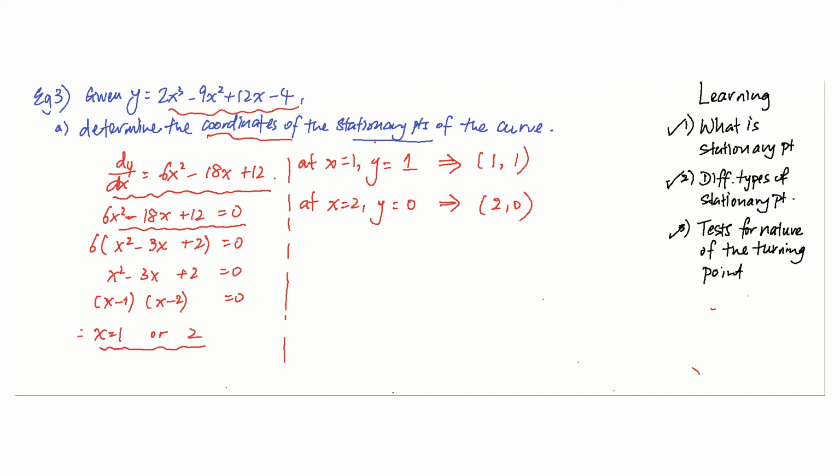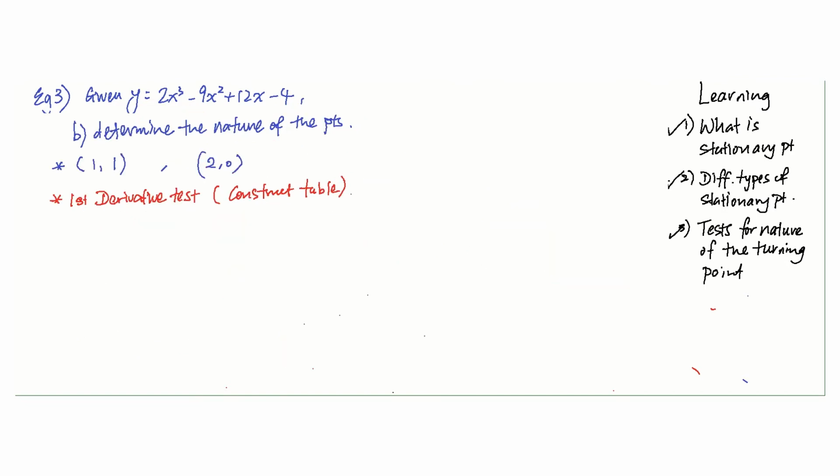Now, as we know, a stationary point can either be a minimum, a maximum, or a point of inflection. But the question is this: do these two sets of coordinates give us any detail on whether this point is a minimum point, a maximum point, or a point of inflection? Well, it doesn't, right? Obviously, it only tells you that at these 2 points, my dy/dx is equal to 0. So this is when I'm going to walk you through one of the tests on testing the nature of the turning point.